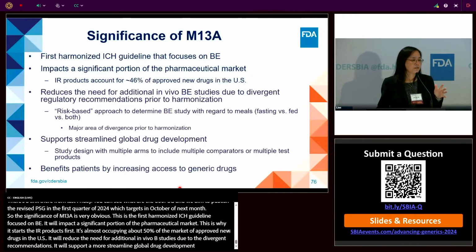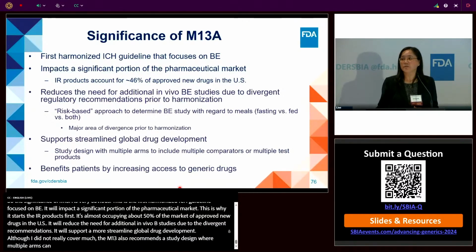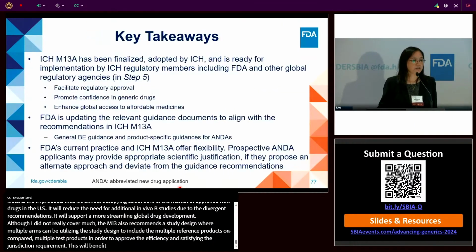Although I did not really cover much, M13A also recommends a study design where multiple arms can be utilized to include multiple reference products or comparator products or multiple test products, in order to improve efficiency and satisfy multiple jurisdiction requirements. And this will benefit patients by increasing access to generic drugs.